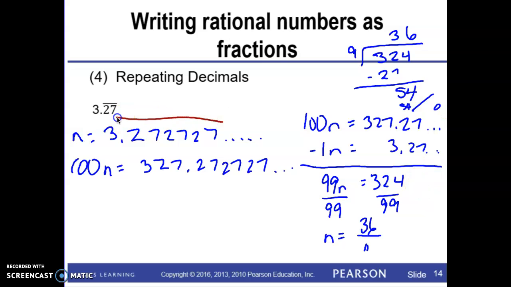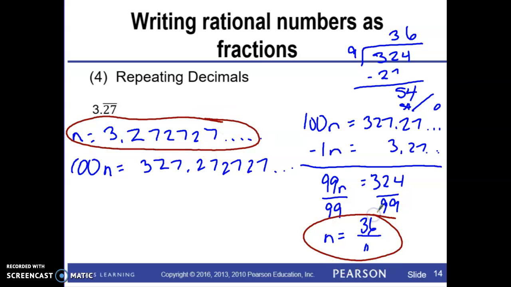So my original n was here. That same n, I have just rearranged it as a fraction over here. So now I know that 3.27 with a bar on it is the same thing as 36 over 11. I have written this repeating decimal as a fraction because anything I can write as a fraction, I know is rational.